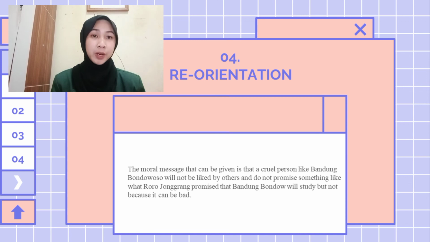And the last part is reorientation. The moral message that can be given is that a cruel person like Bandung Bondowoso will not be liked by others, and do not promise something like what Roro promised, because it can be bad.